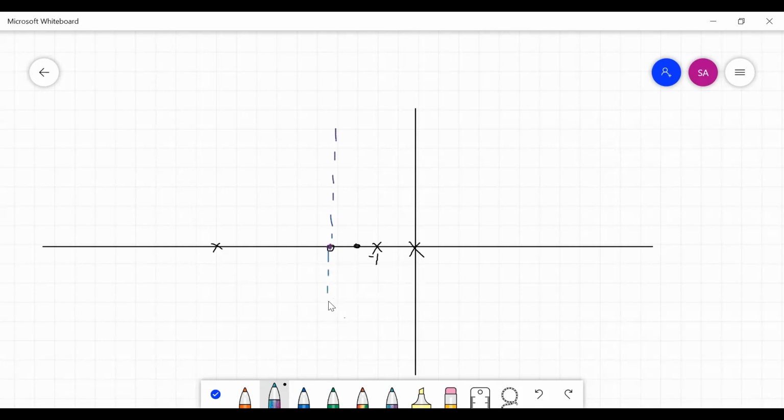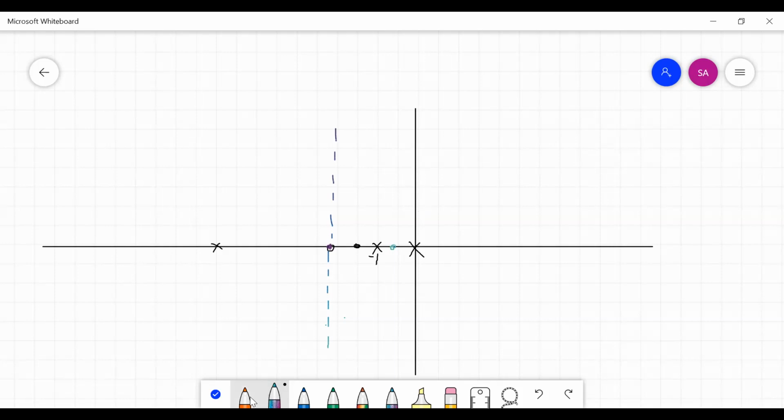Okay. So this angle, if I see, this angle will be 90 degree, and if you are marking, this angle will be 270 degree. So these are the asymptote angles. Then after this, we have to see the valid breakaway point was somewhere here. We had a valid breakaway point here, and there was no point on the imaginary axis.